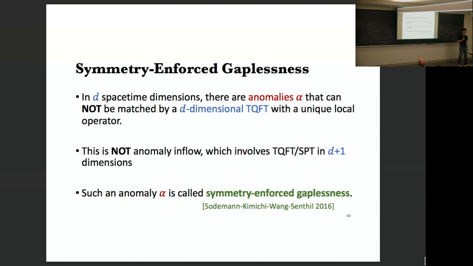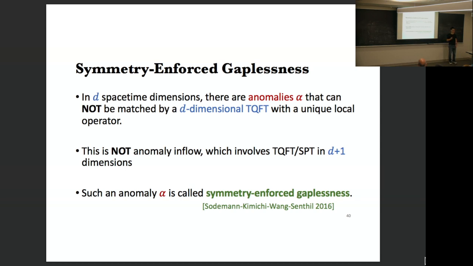And this fact just follows from the fact that in 1+1D, in the classification of TQFTs, the non-trivial TQFTs all have non-trivial local operators. Similarly, you can ask, if in higher dimension you have a Z2 anomaly, does that bound the Z2-odd local operator in your higher-dimensional CFT? And the answer is no.